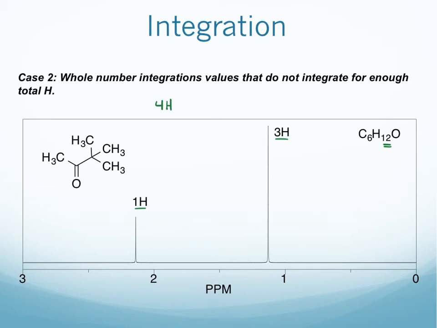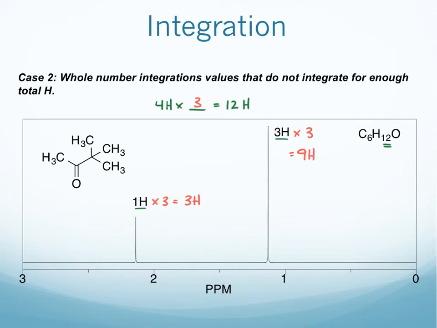So what you need to do in that case is find a number to multiply it by to get to the total number of hydrogen, which in this case is 12. So 4 times what equals 12? That would be 3. So then you know that you need to multiply each of these numbers by 3 to get the true integration values. So we multiply this by 3, and this signal then integrates for 3 hydrogen. We multiply this value by 3, and this signal integrates for 9 hydrogen.